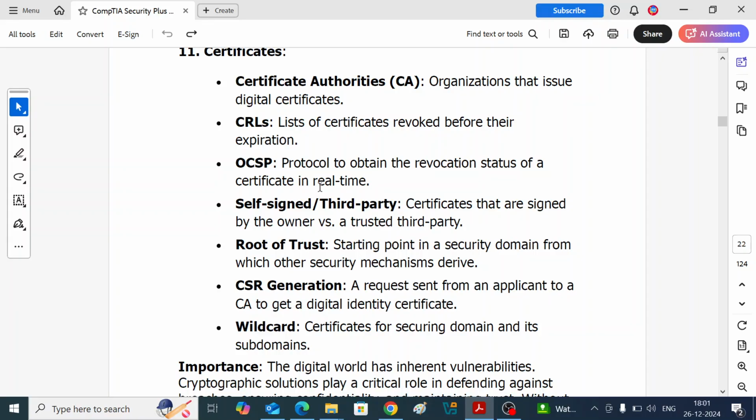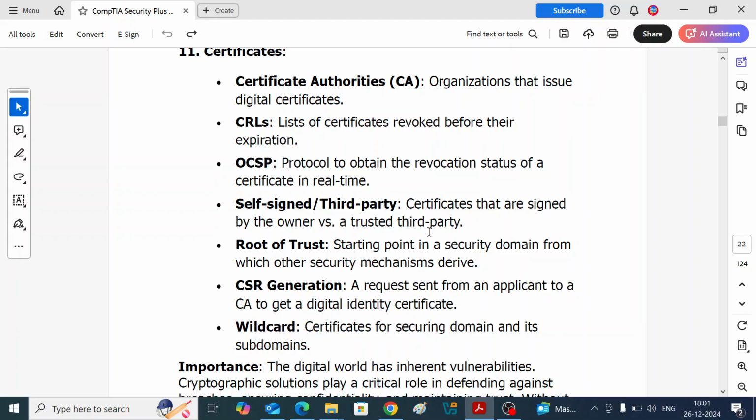Then we have one more concept, OCSP. What is OCSP? It's the Online Certificate Status Protocol. It's a protocol to obtain the revocation status of a certificate in real time. If you right now want to get the latest status, you should go to this, OCSP, the Online Certificate Status Protocol.